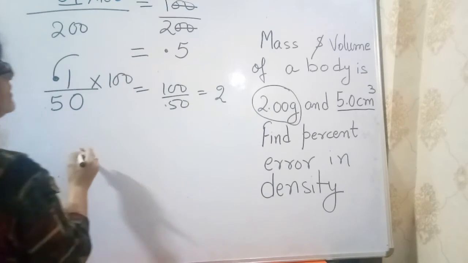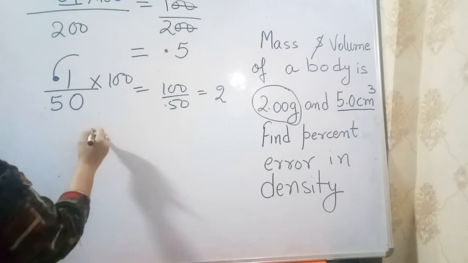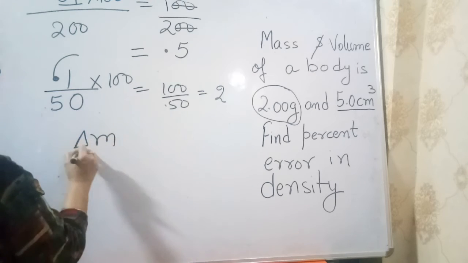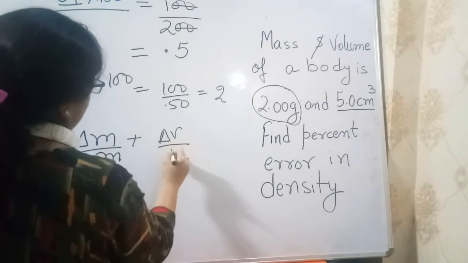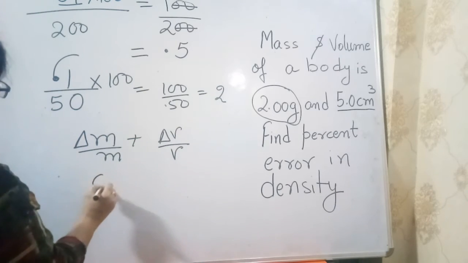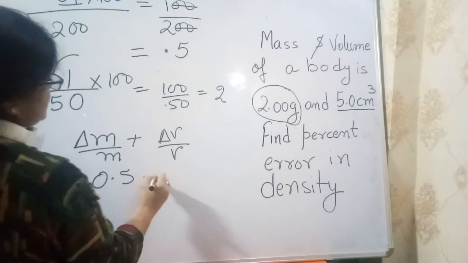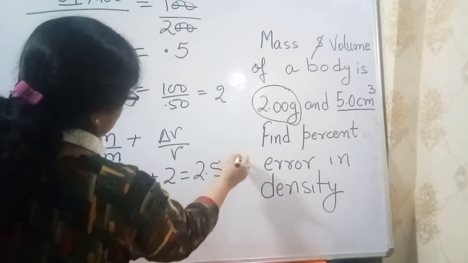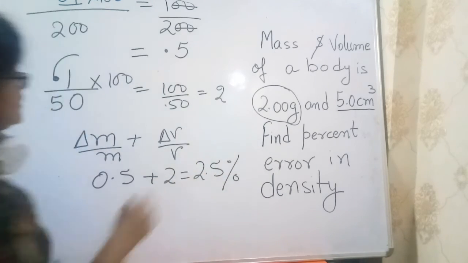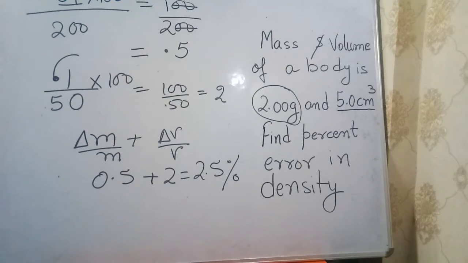Okay. Now percentage error is mass per unit volume. That means delta M over M plus delta V over V. That means the value of this is 0.5 plus the value of this is 2. That means percentage error is 2.5%. Just note it down.